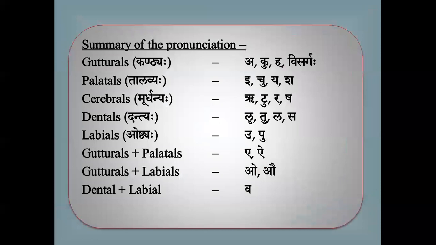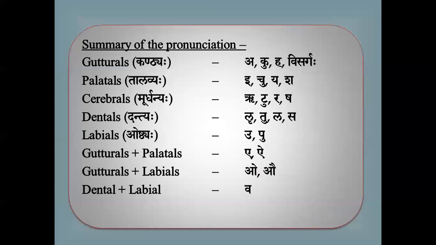And now to summarize the place of pronunciation of all the letters, including vowels. Kantyaha, gutturals. A. A means A also is understood. The dirgha, that long form, is also understood. It is not written, but it is understood. So A means the vowel A and A, and Ku is there. Ku represents all the letters of the first class, Kavarga. And Ha is the sibilant, and Visarga we know. So A, Ku, Ha, Visarga. These 4 are gutturals, Kantyaha.